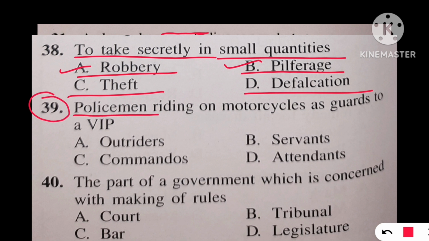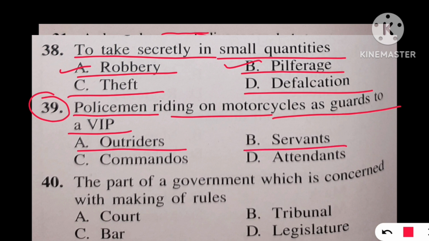Question 39. Policemen riding on motorcycles as guards to a VIP. They are called option A, outriders. Option B, servants. Option C, commandos. Option D, attendants. The right answer is option A, outriders.